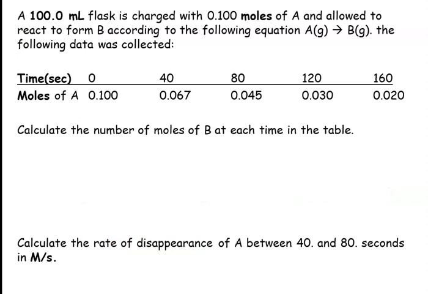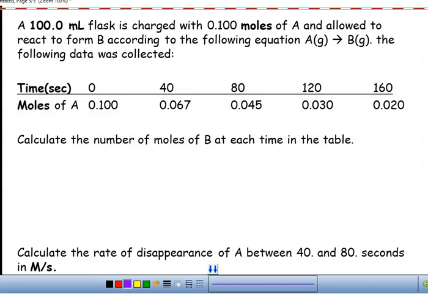All right, so let's try this one. It says, calculate the number of moles of B at each time. So I'm going to write moles of B down here. A 100 milliliter flask is charged with 0.1 moles of A. So we're starting out with 0.1 moles, and that's all it said was there. So in the beginning, this was 0. They didn't say any B was there, and I've got A going into B there.